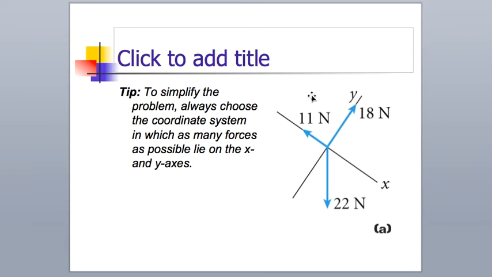If I choose a non-traditional x and y axis system, which is indicated on the screen, where the incline is my x and perpendicular to the incline is my y, then the only one that I need to resolve into its components is the 22 Newton force.